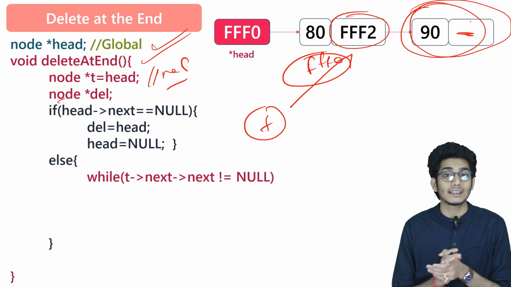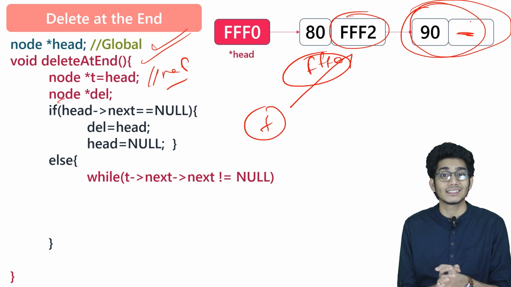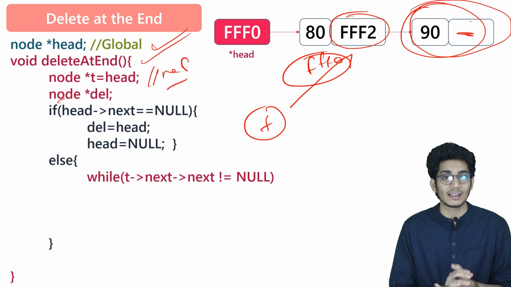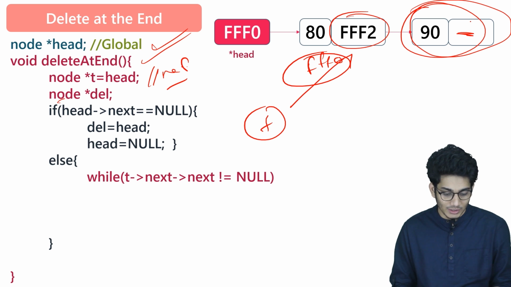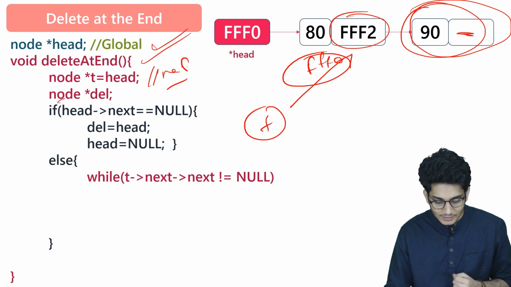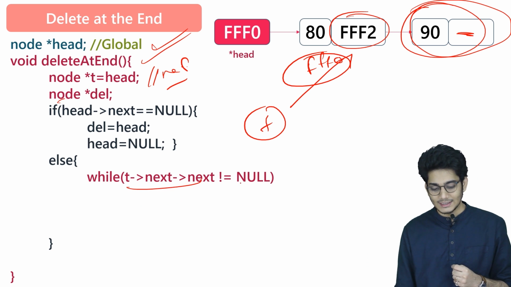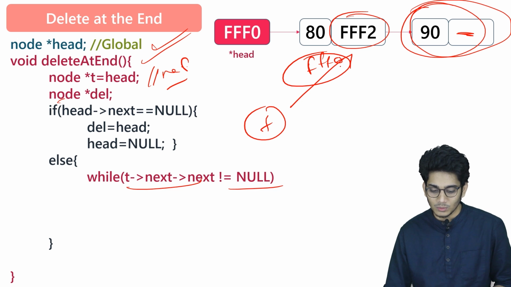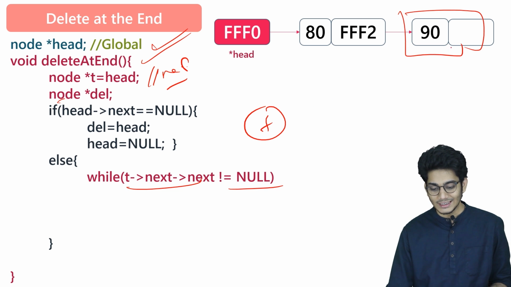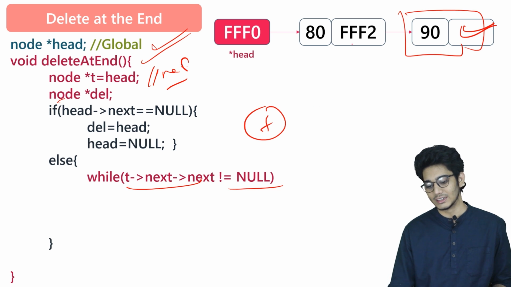So I haven't taken any previous pointer. There is a concept of previous pointer, but for better code I have used only one pointer. You can use two pointers as well, but there can be a wastage of memory, so I have taken one pointer. Now what is the t next? T next is this node, fff2. What is the next of fff2?